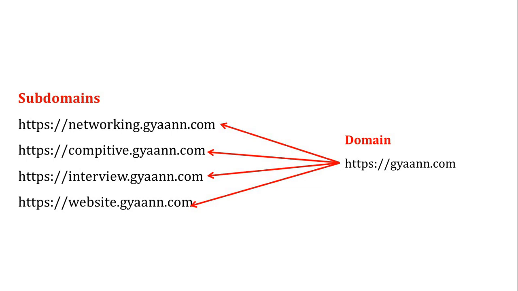You can see under the gyll domain there we have networking.gan.com, competitive.gan.com, interview.gan.com, website.gan.com. So under a single domain you can have multiple subdomains. That means you can create multiple websites.